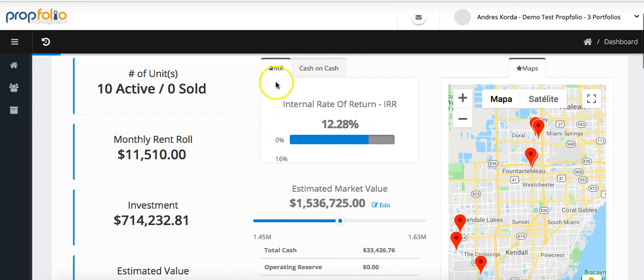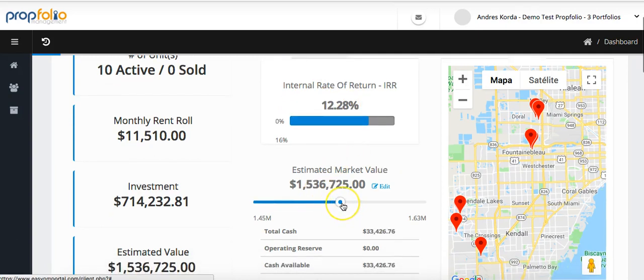So the first metric that you can see right away is the internal rate of return, this number of 12.28, and you can change that number, because it's pegged not only to the reality of cash flows but also to the time frame in which you've been getting those cash flows, and it's pegged to the valuation.